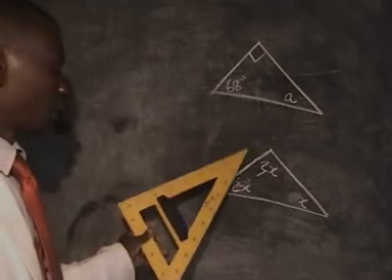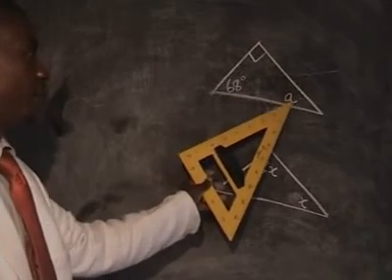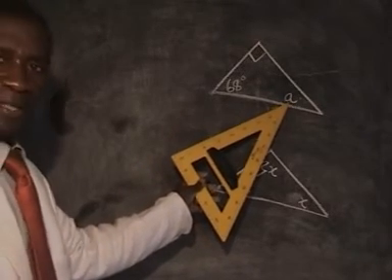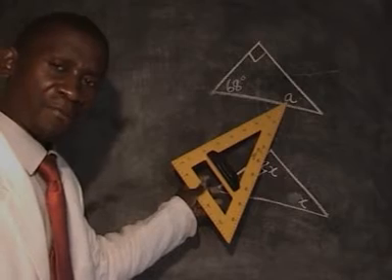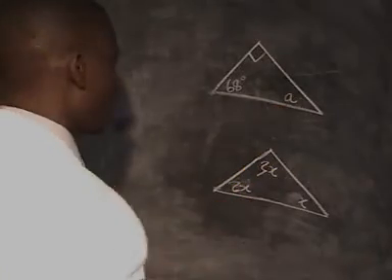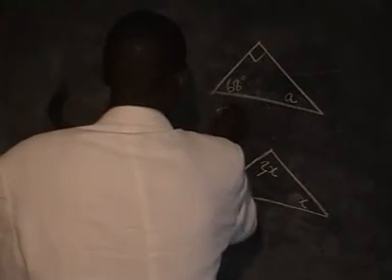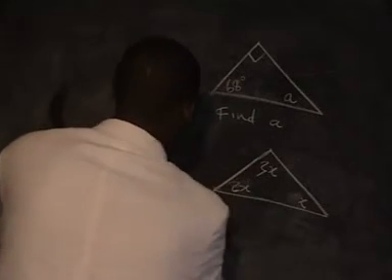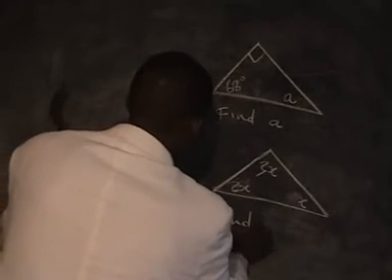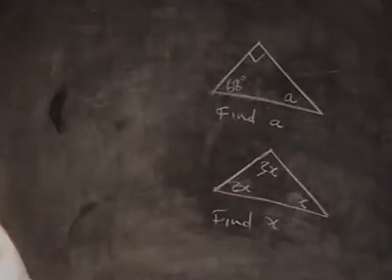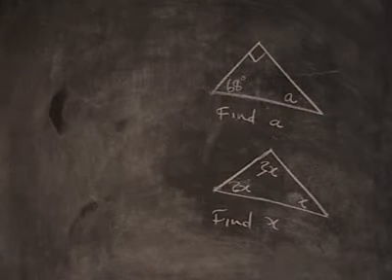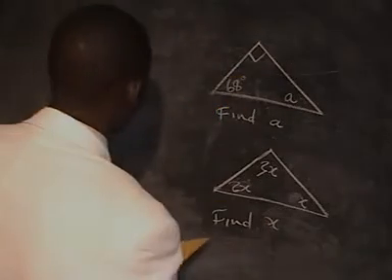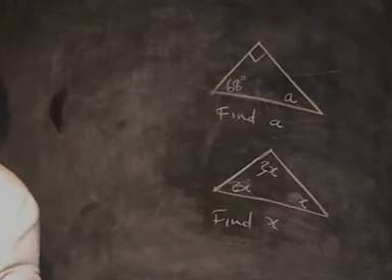So for this question, you can be asked to find the size of angle A, since the size represented by letter A is not known. To cut short, let me say find A. But for this second one, let me say find X. So what you have to do for the first one is that there are two ways of doing it.